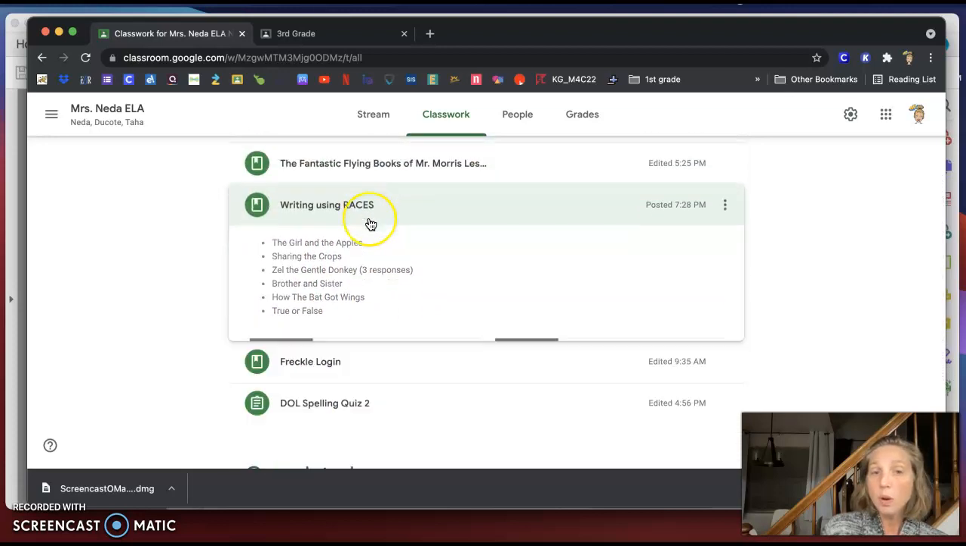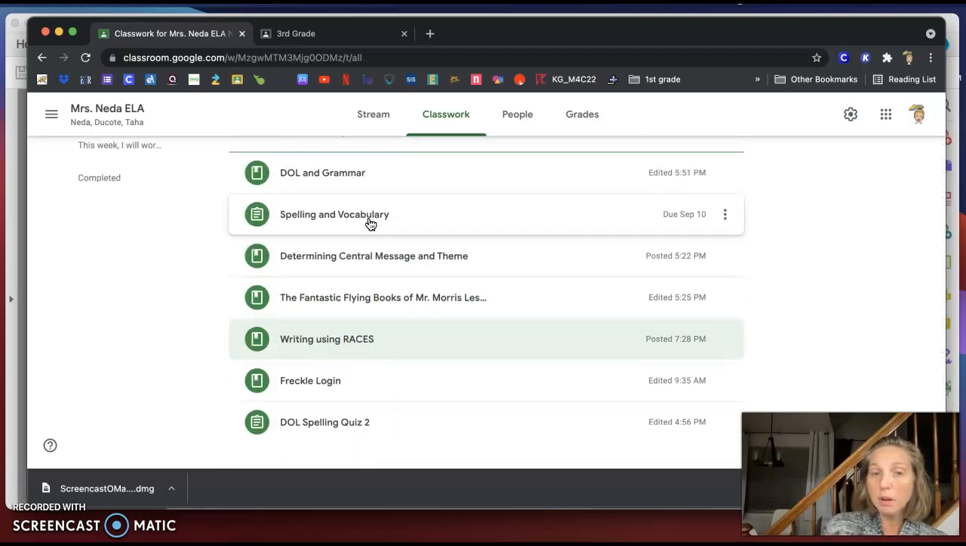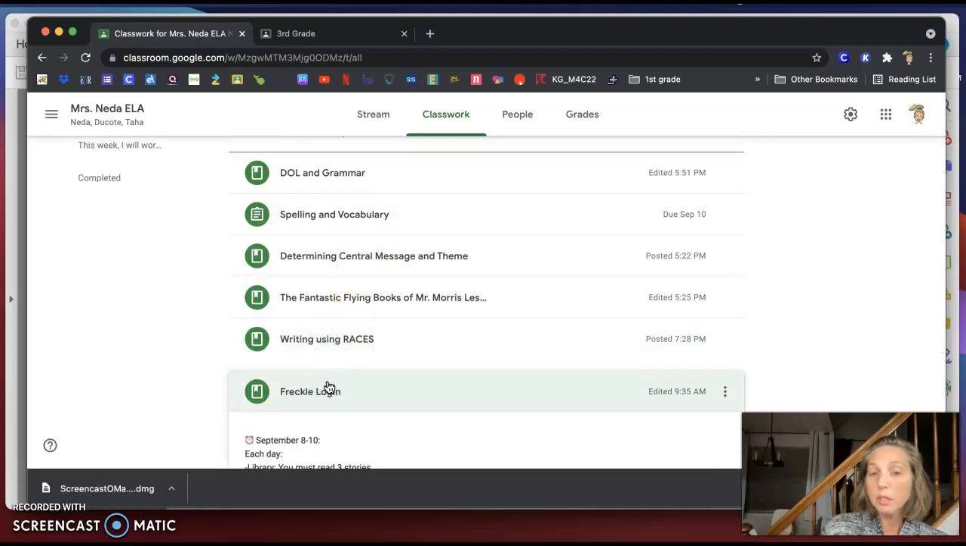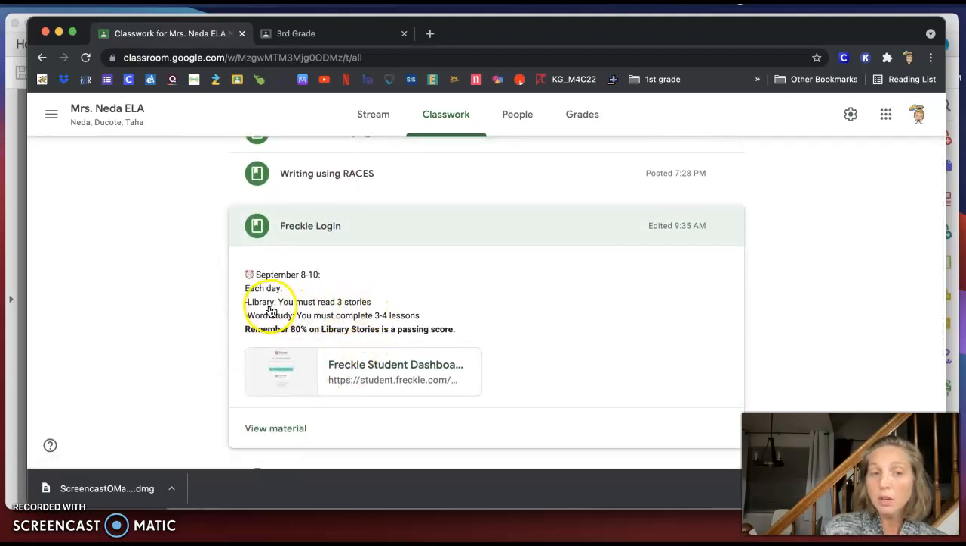And then once you're done working on a little bit of all of this, remember you are always going to do your 15 minutes of Freckle. You'll go to the library. You've got to read 3 stories. I don't care if you read all fiction. I don't care if you read all nonfiction, but you've got to read 3 stories, or you can mix it up to fiction and nonfiction.